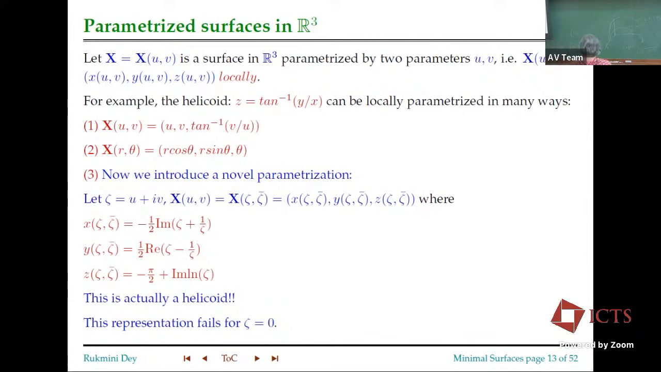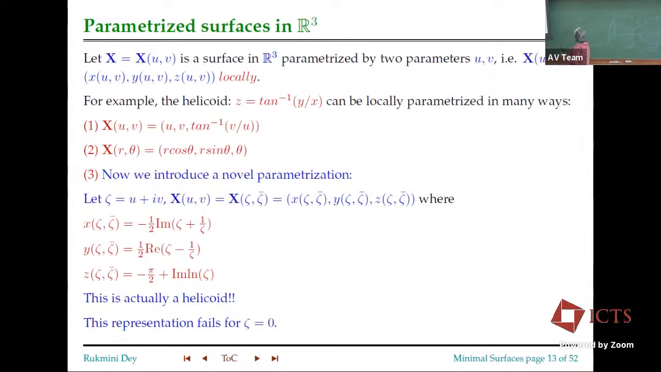This one is a graphical representation. If I can write it as U, V, Z of U, V, either this, or say U, Y of U, V, V. This is also a graphical representation. Another way of writing a graphical representation is X of U, V, U, V, okay?